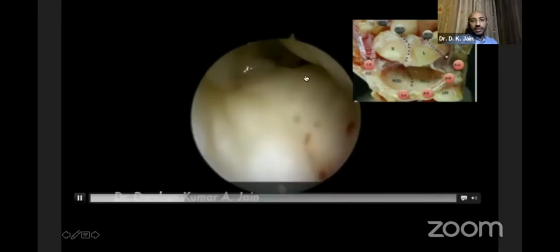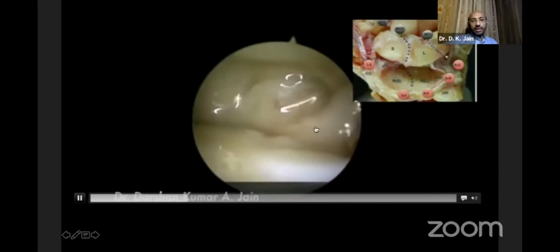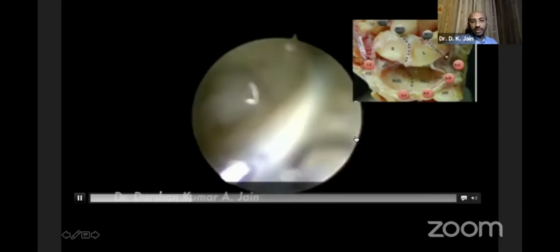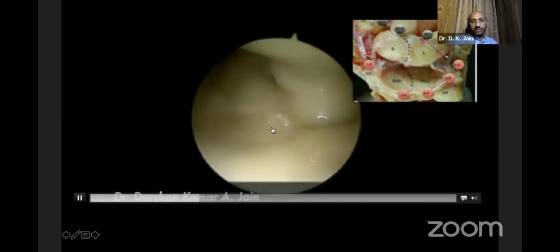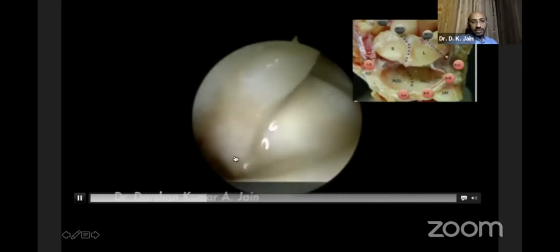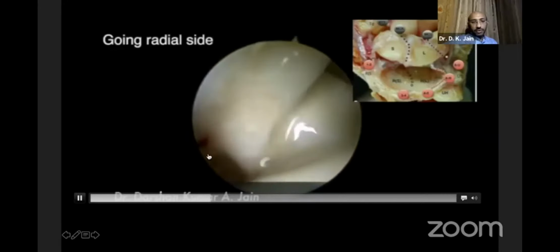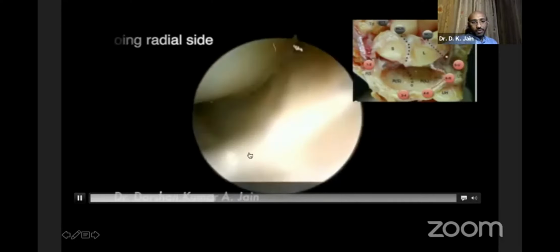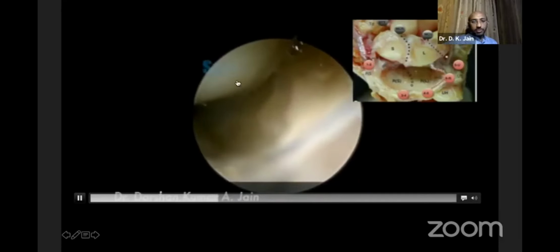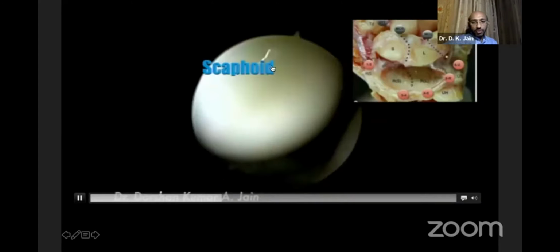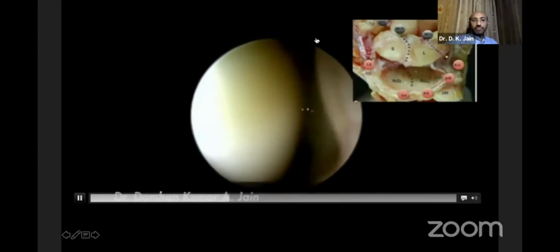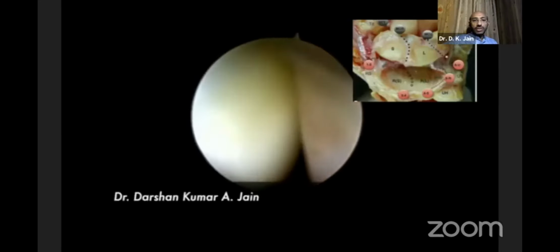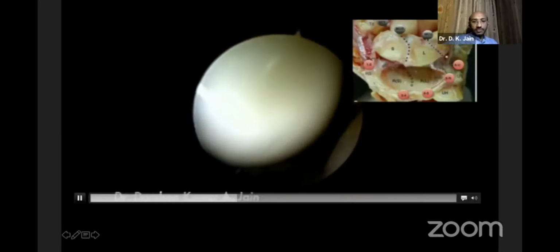Then you see these are the ligaments on the ulnar side. You come back again on the radial side. That's the articular surface of the radius you see. Then this is the radial side attachment of the TFCC. Going back towards the radial side, you see the proximal pole of the scaphoid. You follow all along the radial border of the scaphoid, going up. You see that it's healthy here.